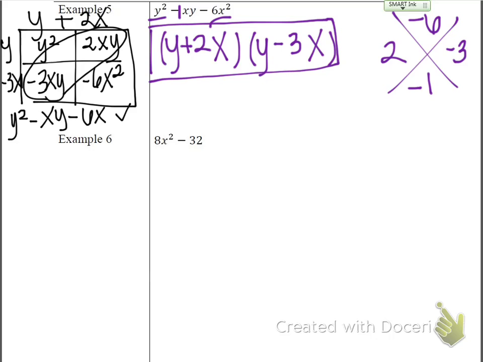Okay? So you can always check your factoring by distributive property, FOIL, box method, pretty much just putting it back together. So remember, factoring takes it apart, FOILing puts it back together.